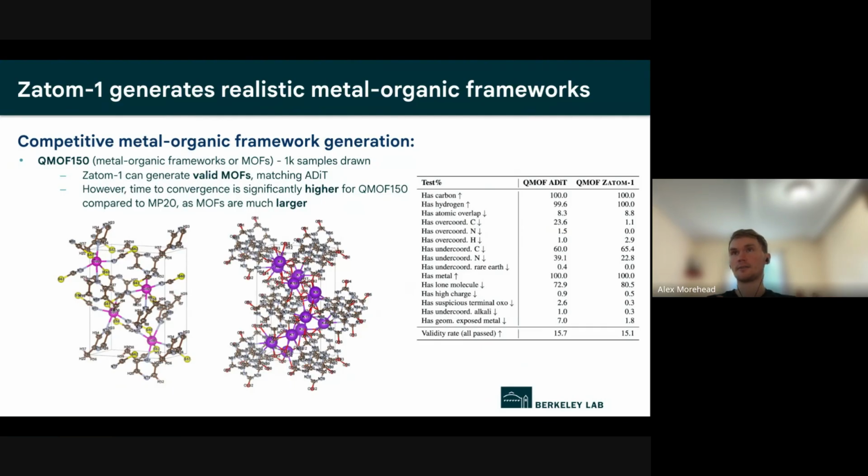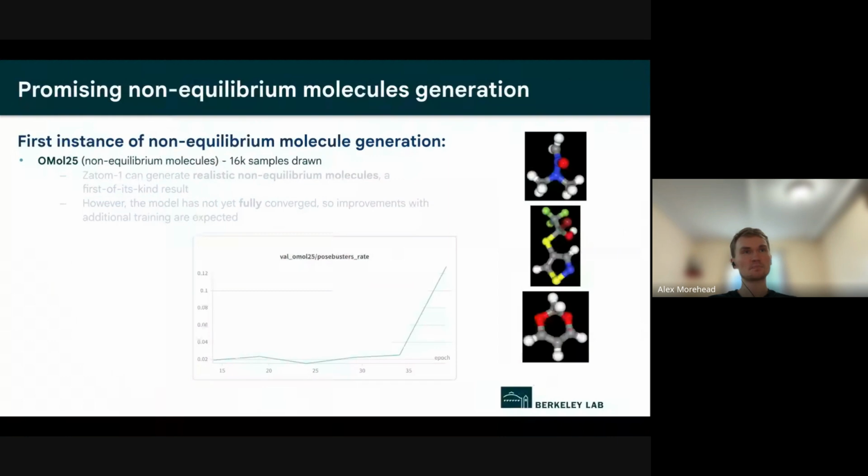In fact, the authors of ADiT, if I recall correctly, hadn't even finished training their model, and we're in the same case here. Our model continues to improve as it trains for longer, but at some point we have to cut off training because of how expensive it is. But that's a sign that the representations of materials underlying Zatom are powerful enough to generate these complex metal organic framework systems, which is exciting.